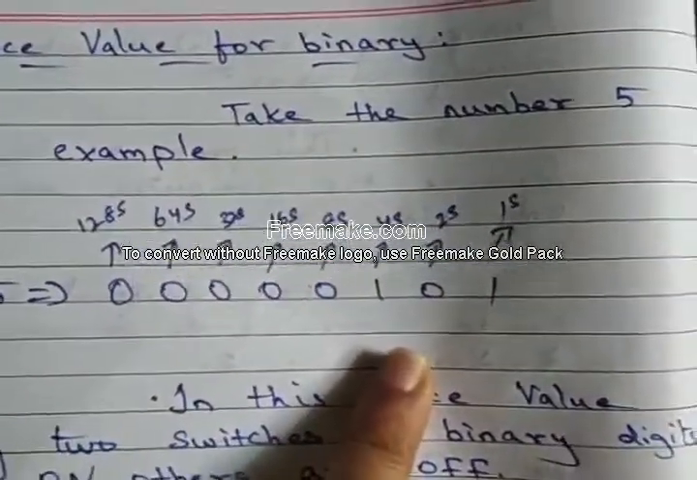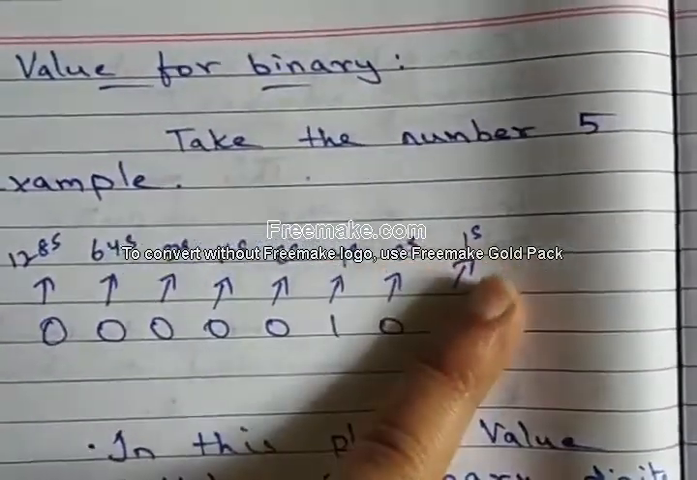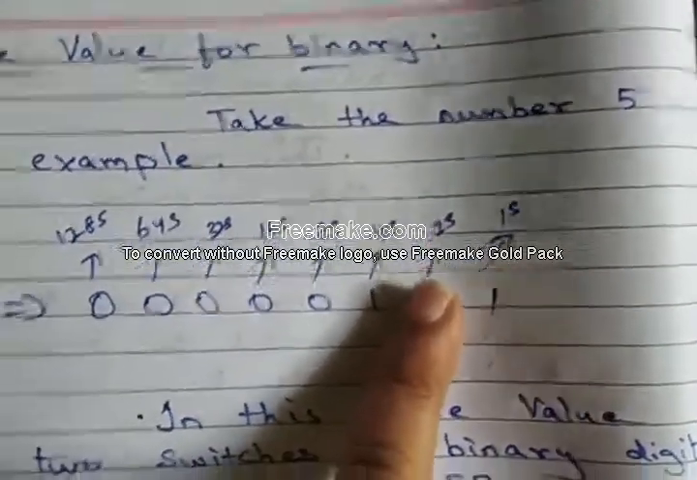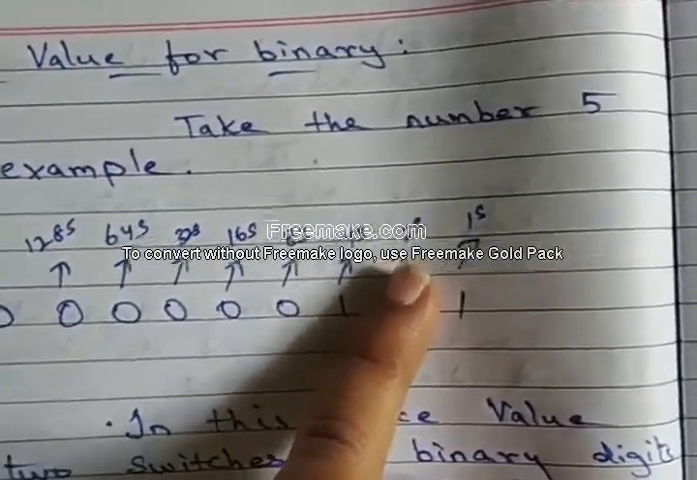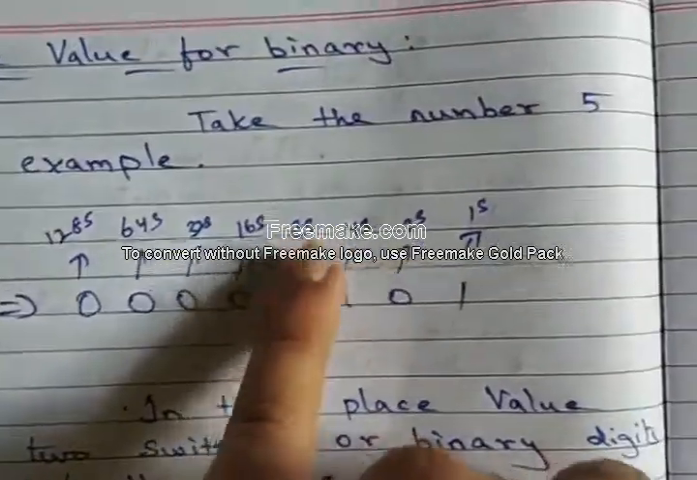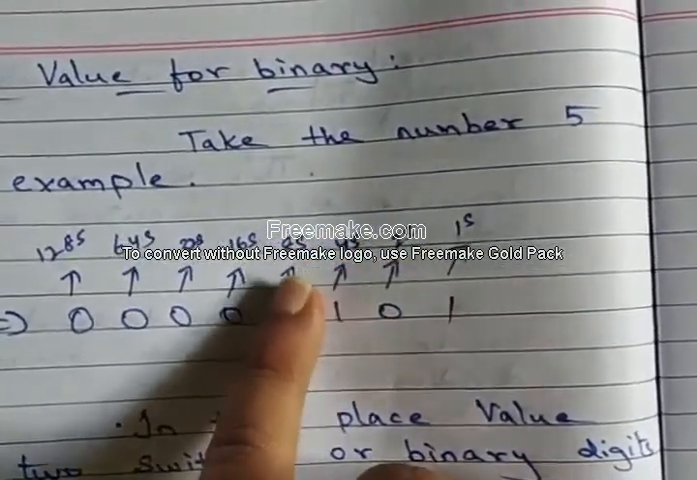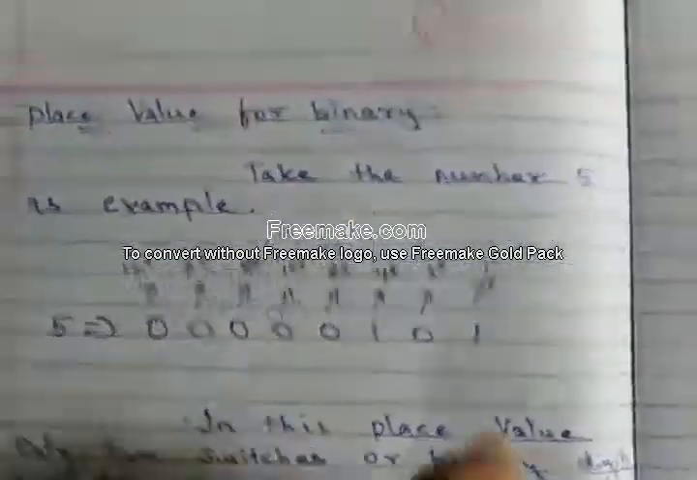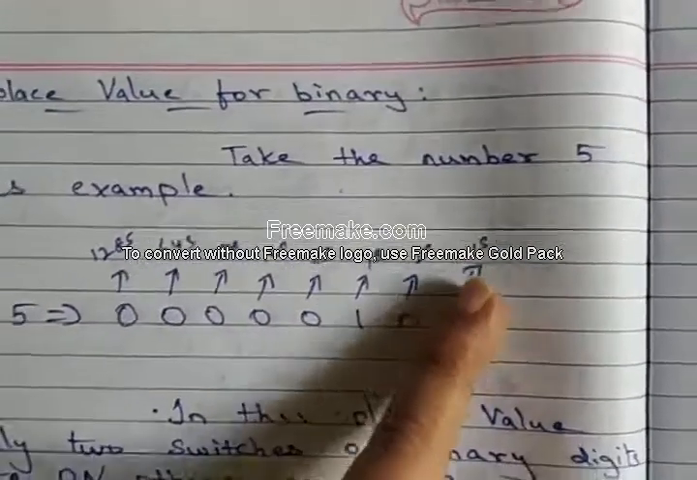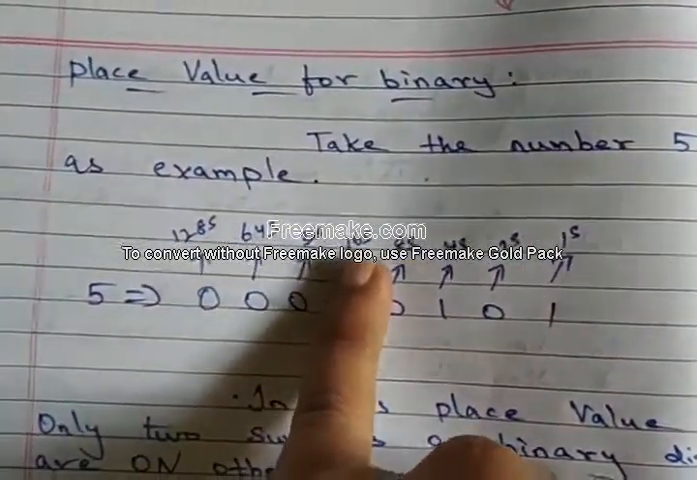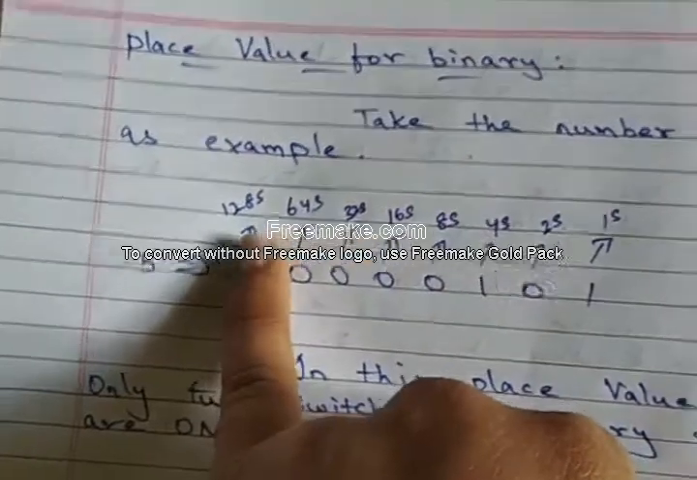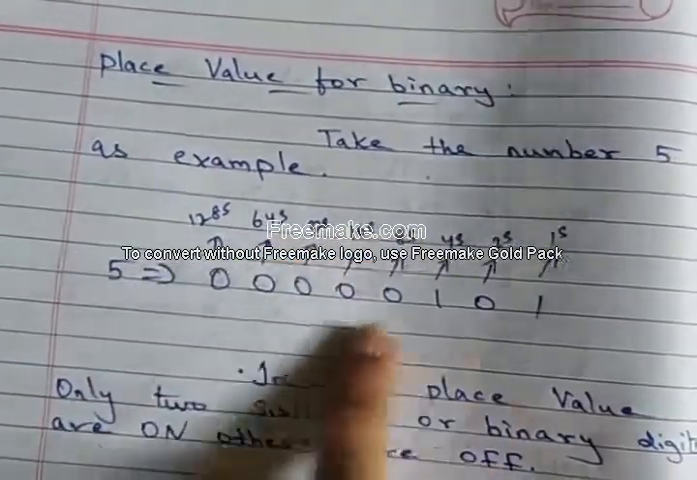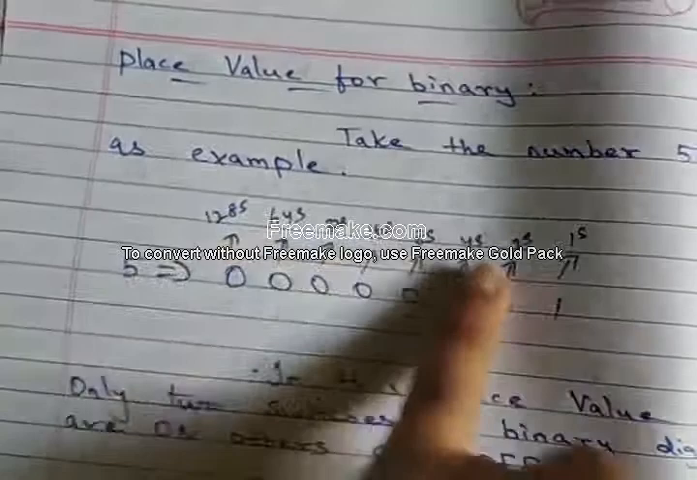Here the place values are 2's. First will be 1's, next 2's, then 4's, 8's, 16's. 4 means 2 into 2, 4 into 2 is 8, 8 into 2 is 16, 16 into 2 is 32. So here it is 2's, in decimal it is 10's. Here it is multiples of 2's: 1's, 2's, 4's, 8's, 16's, 32's, 64's, 128's. So 8 bits are there, and their place values are denoted here.